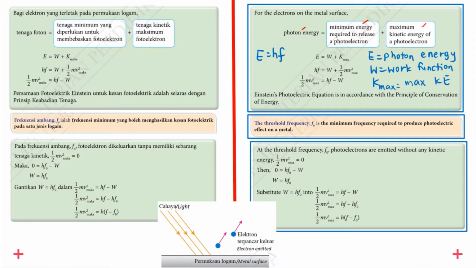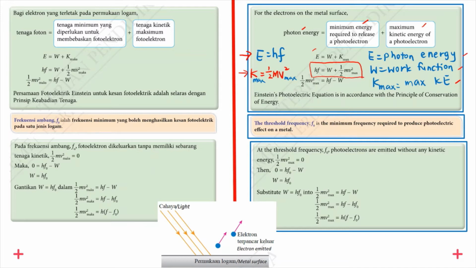The formula to relate them is E equals W plus Kmax. E is photon energy, W is work function, Kmax is maximum kinetic energy. We learned before this, E equals hf. We also know that kinetic energy equals 1/2 mv squared. Now, this kinetic energy is maximum, thus the velocity is also maximum. Now we can rewrite it as hf equals W plus 1/2 m v max squared.